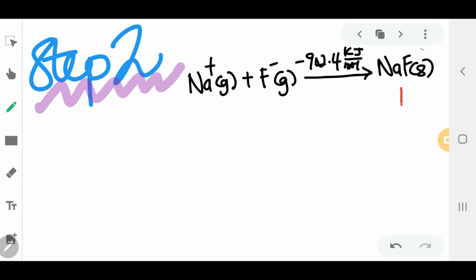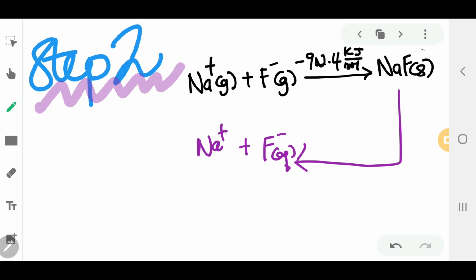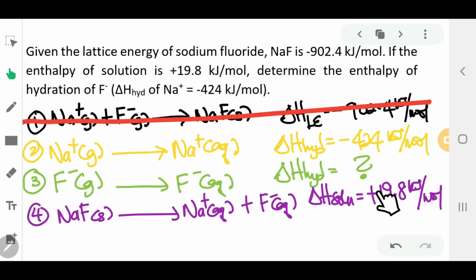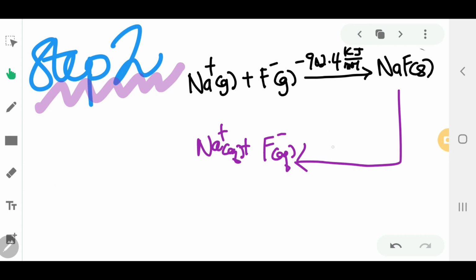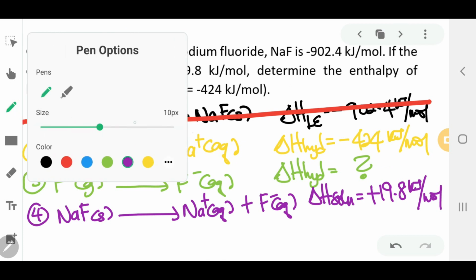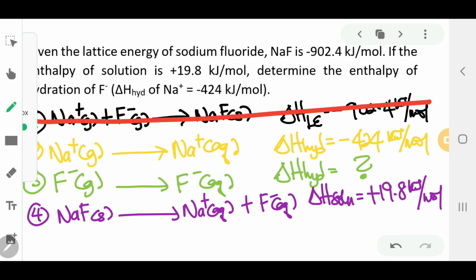So that one should be from here, solution, going to that side, and you'll have F minus aqueous and Na plus aqueous. And the value, as you see here, is 19.8. Just going to write it there. Plus 19.8. Don't forget the units. And that one is considered as done.